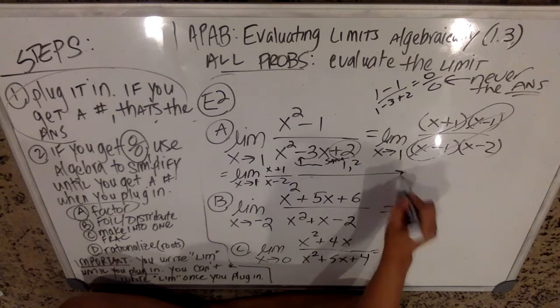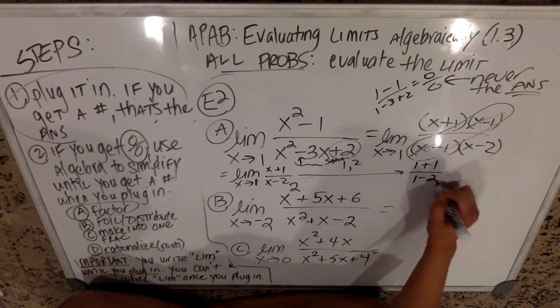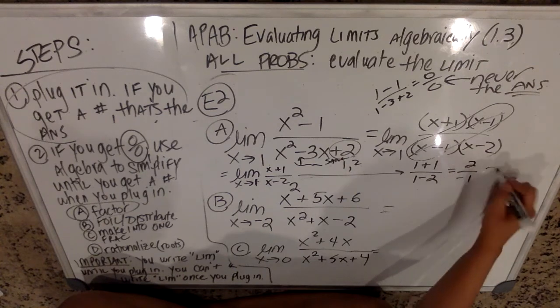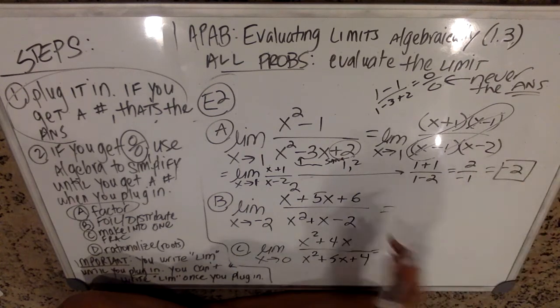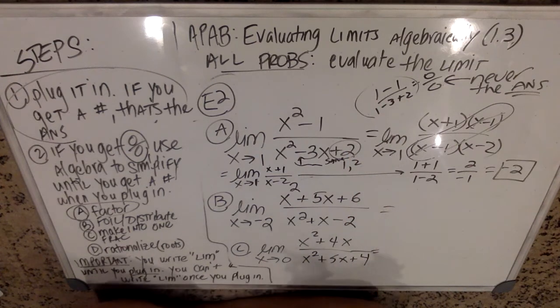I'm going to go over here because I'm a little low on space. When I plug in, I get a 1 plus 1 over a 1 minus 2. So I get 2 over negative 1, or just a negative 2. Notice I didn't write limit once I plugged the numbers in. Just like up here, I didn't write limit, right?